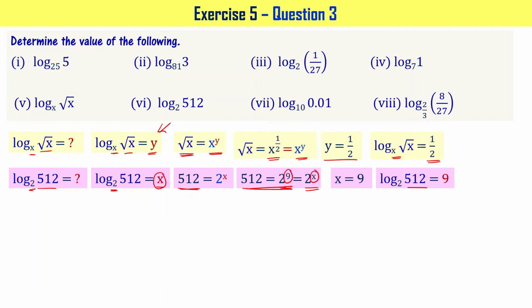Log of 512 to the base 2 is equal to 9, right? Now the next one is log of 0.01 to the base 10. We want to find its value, right? Let me assume that as x. Log of 0.01 to the base 10 equal to x, right?